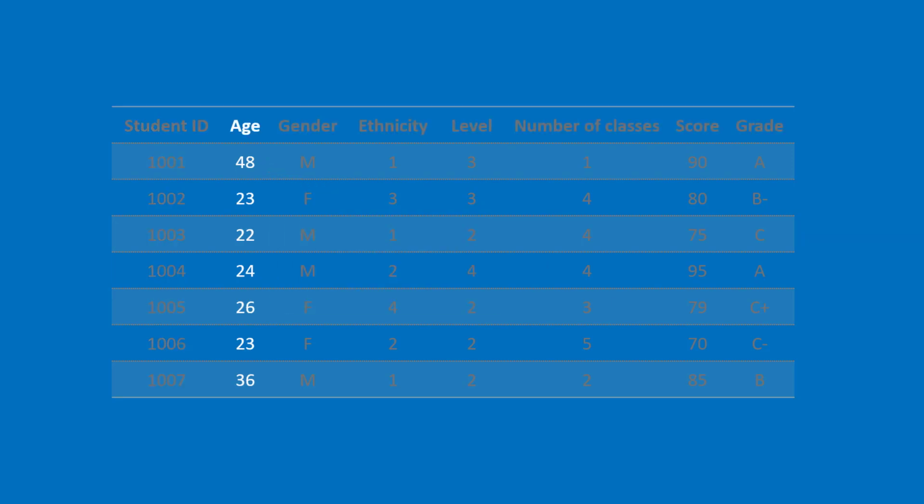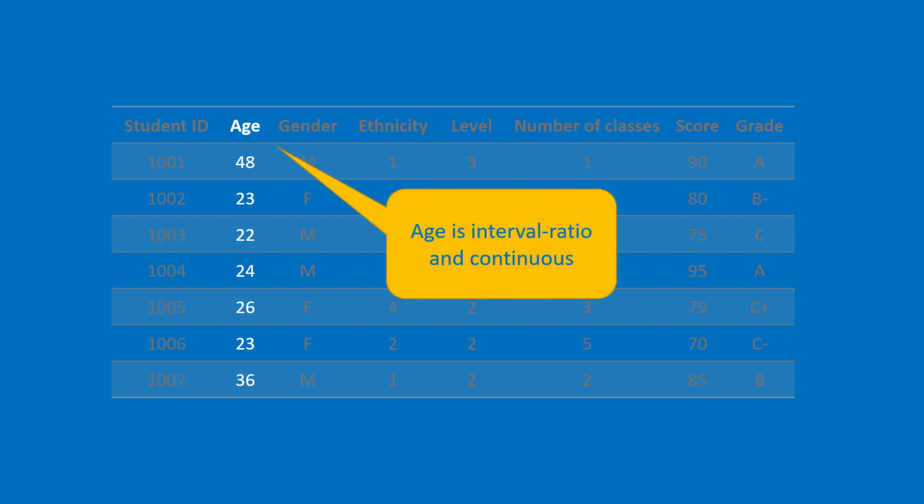How about age? Age is clearly interval ratio and continuous. You can clearly do math with age. For example, I can say I'm twice your age. It's continuous because we can have fractional ages, such as 23.5, or 23 years, 68 days, 5 hours, and 2 minutes. That could be your age.